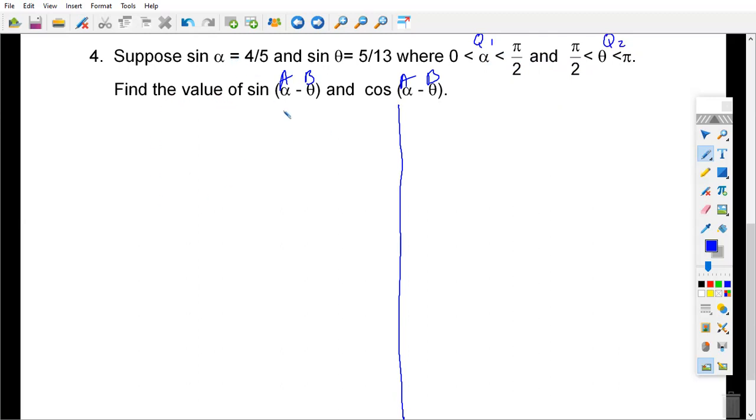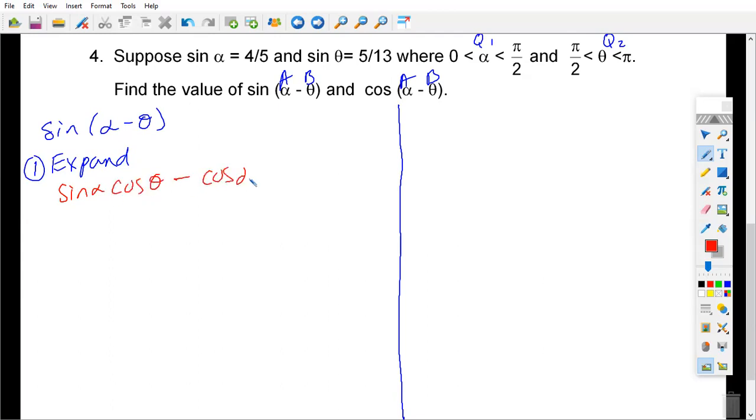The first thing we're going to do is start with the problem. Our problem is sine of alpha minus theta. If alpha and theta bother you, you can always just change them to A and B. Doesn't really matter. First thing you're going to do is expand it. What does that expand to? Sine alpha cosine theta. Perfect. That's step 1: expand using our formula.